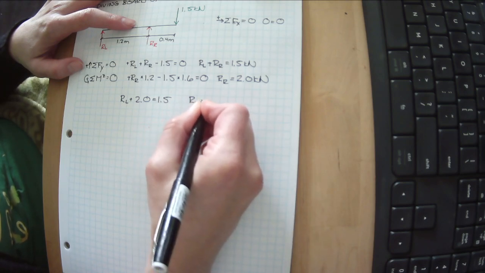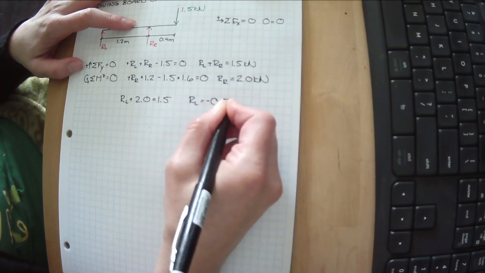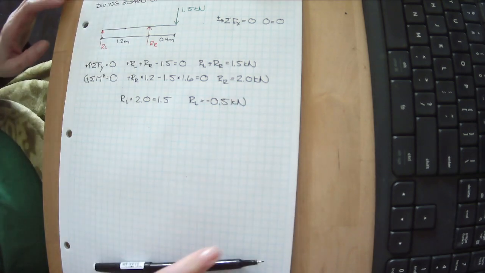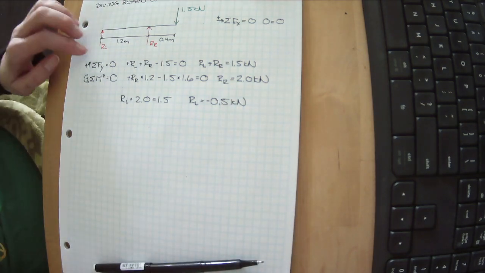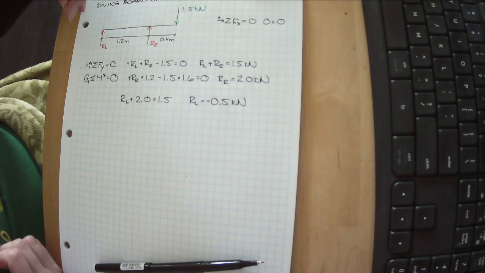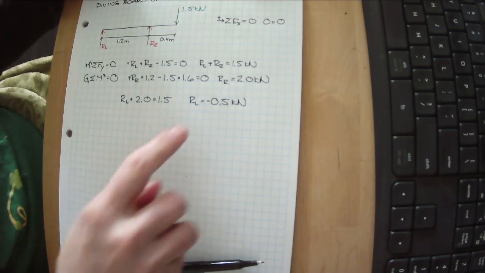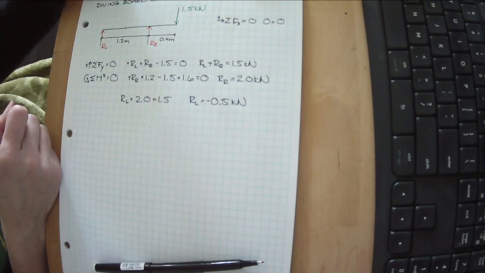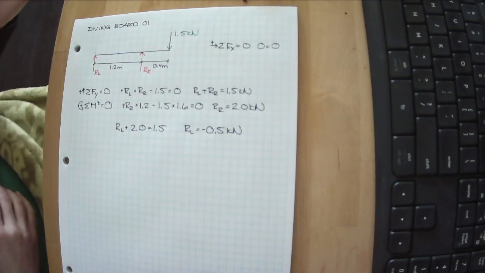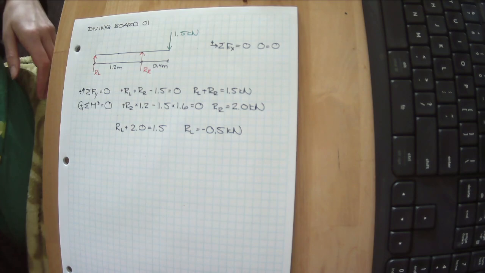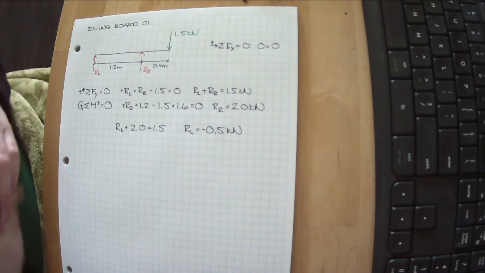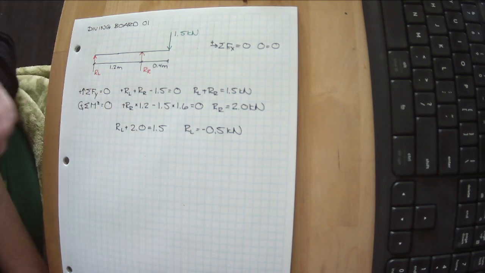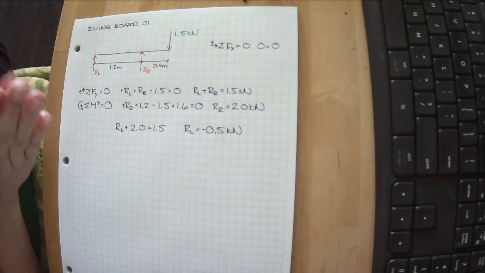RL equals minus 0.5 kilonewtons. So RL needs to be an arrow pointing in the other direction. The negative value tells us we drew our arrow wrong. We didn't know what way to draw our arrow, so we guessed the positive direction. And I'm going to be lazy and always do that. I'm going to suggest you do the same.